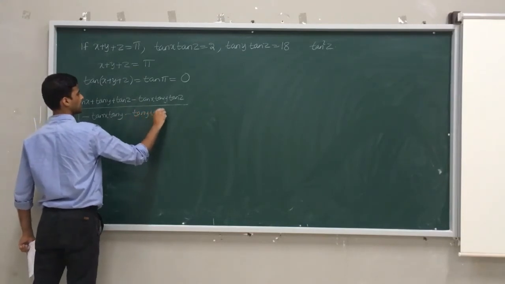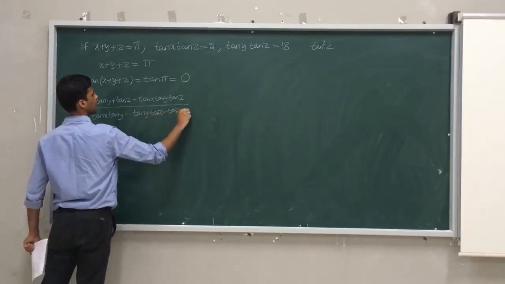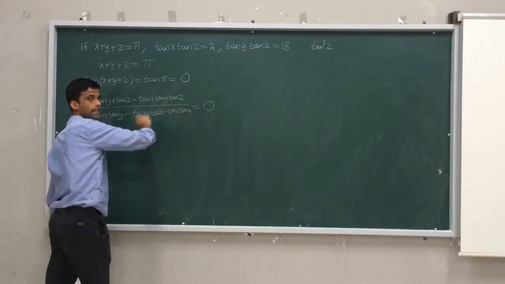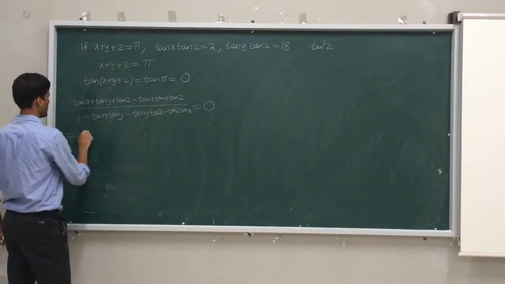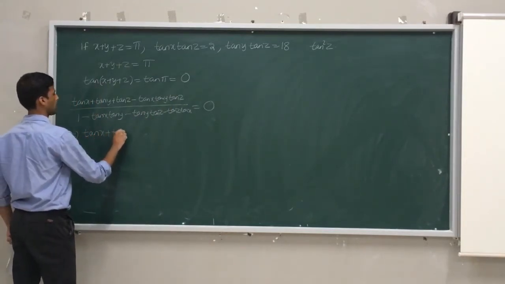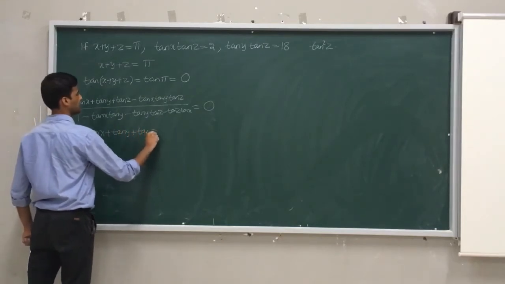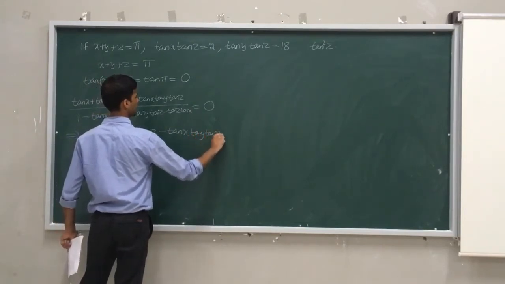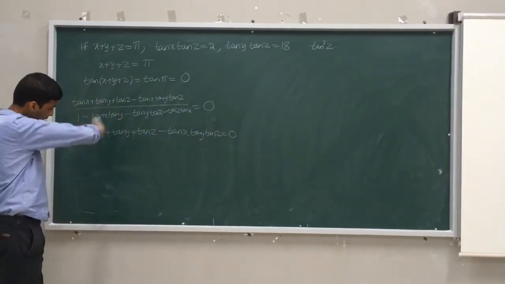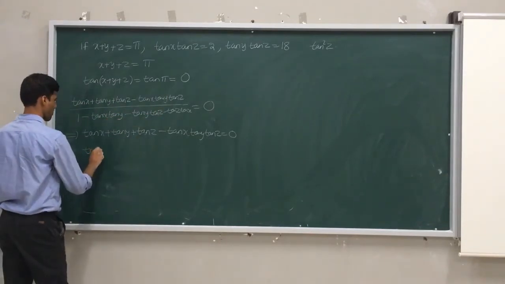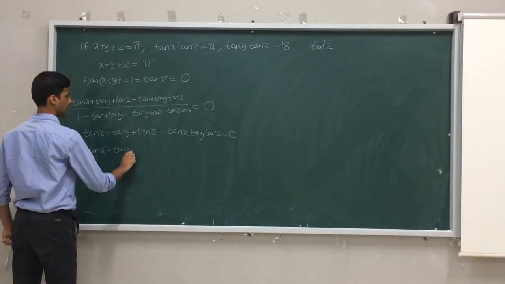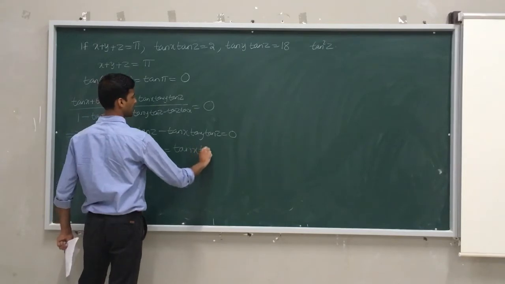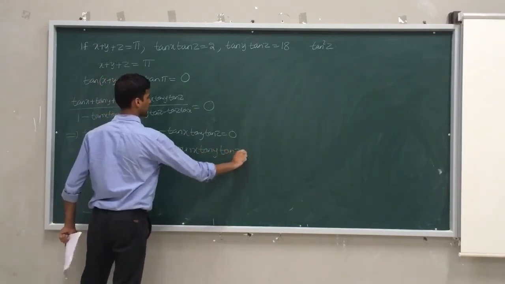tan x tan y tan z, tan z tan x is equal to 0. To make my work simple, I multiply the denominator to the right hand side part. So I got tan x plus tan y plus tan z minus tan x tan y tan z equal to 0. Hope you understand. Then I will shift this side. So this becomes tan x plus tan y plus tan z is equal to tan x tan y tan z.